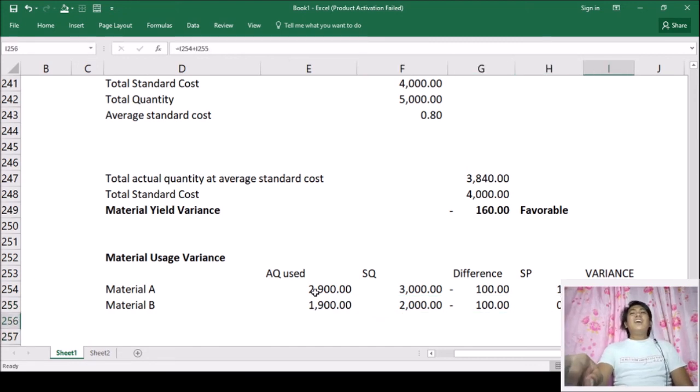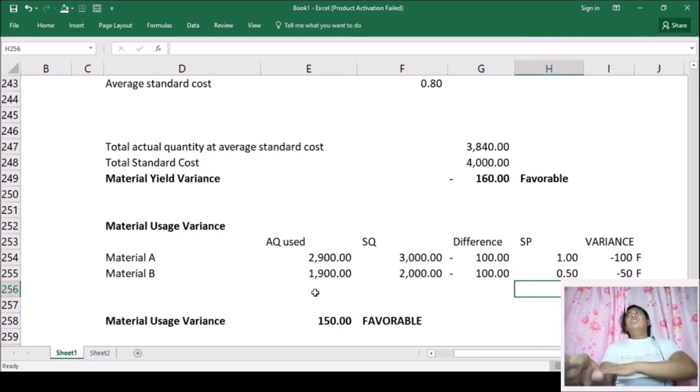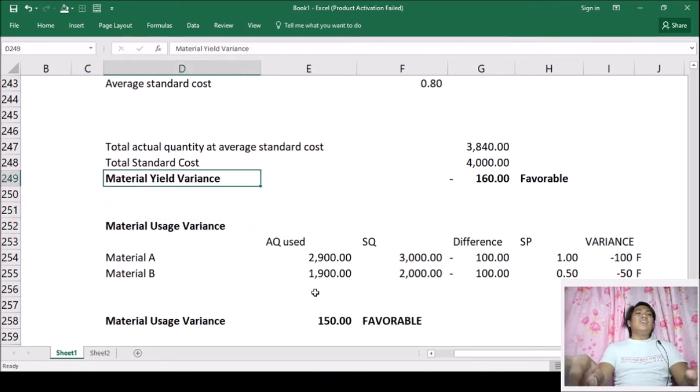To determine the total material usage variance, i-total mo lang yung variance. Ito kasi pareho silang favorable, mabuti, naging add sila. Pero kung mag-iba yan, naging unfavorable yung isa dyan sa kanila, i-minus mo yung unfavorable to come up with the total material usage variance. Another thing that I want to impart, related to this, itong material usage variance is related to the yield and mix variance.